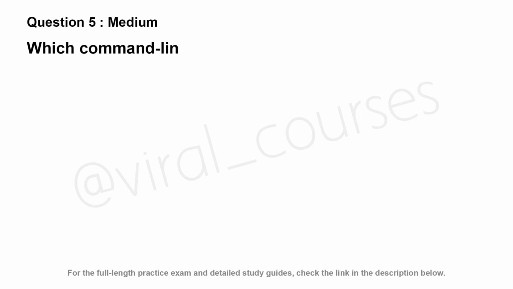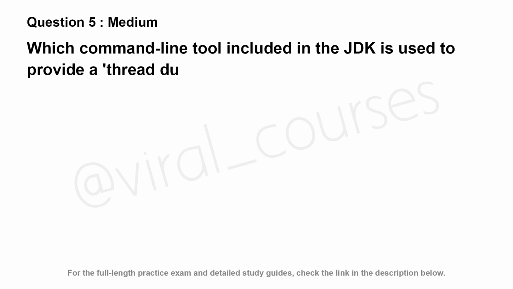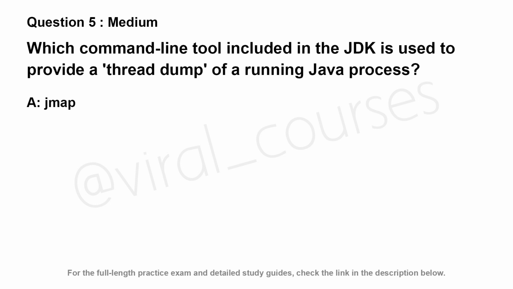Which command line tool included in the JDK is used to provide a thread dump of a running Java process? Option A, JMap. Option B, JStack. Option C, JStat. Option D, JConsole.